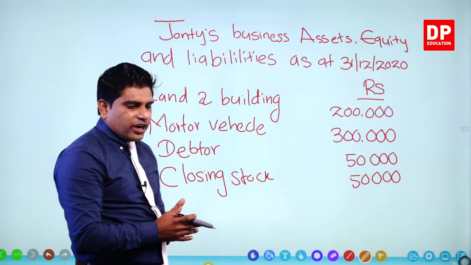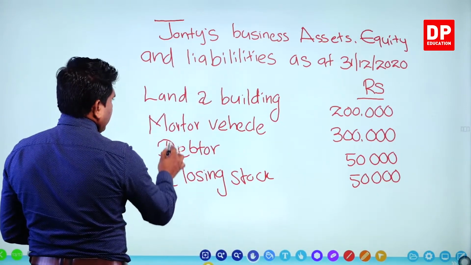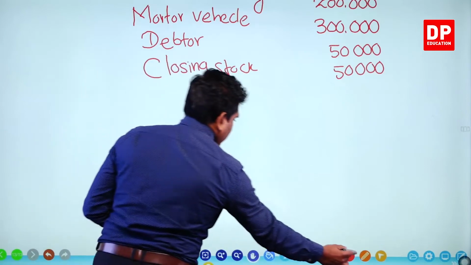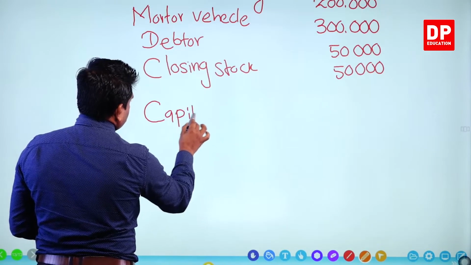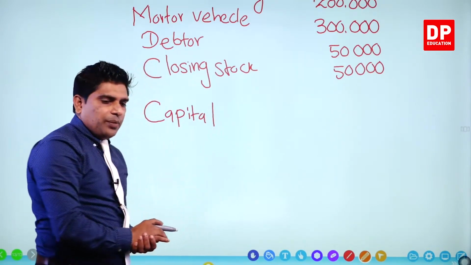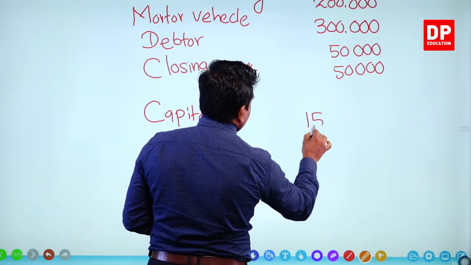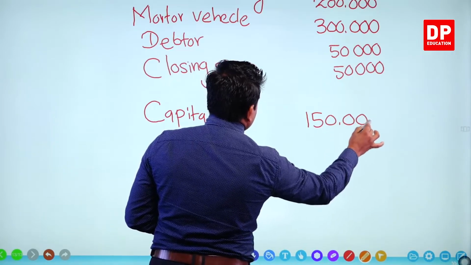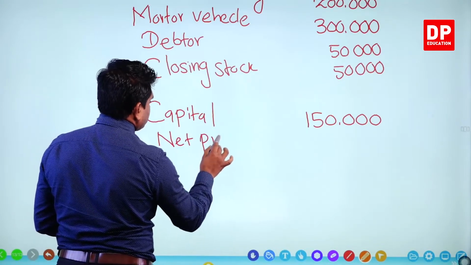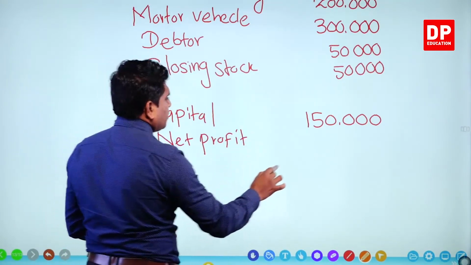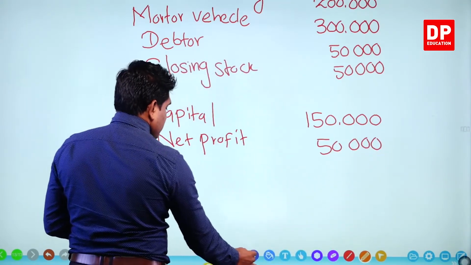Now liability details, right? Before the liability, I can give capital and net profit. Capital 150,000. During the year, net profit they earned. Net profit 50,000 also given, right?